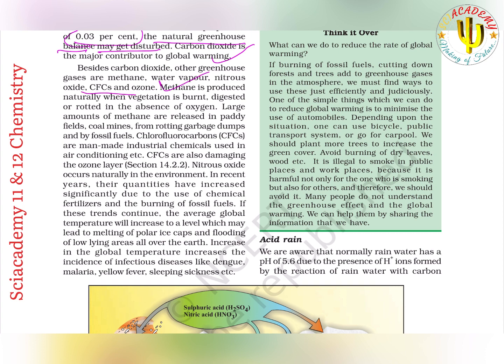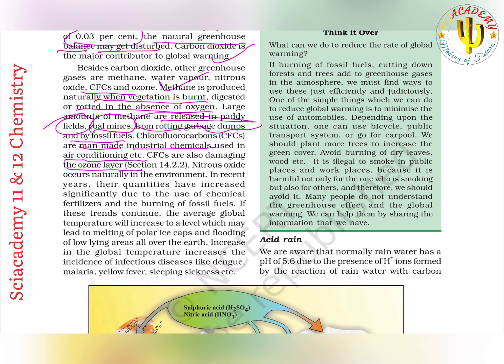Methane is produced naturally when vegetation is burnt, digested, or rotted in the absence of oxygen. Large amounts of methane are released in paddy fields, coal mines, from rotting garbage dumps, and by fossil fuels. Chlorofluorocarbons (CFCs) are man-made industrial chemicals used in air conditioning, etc. CFCs are also damaging the ozone layer.